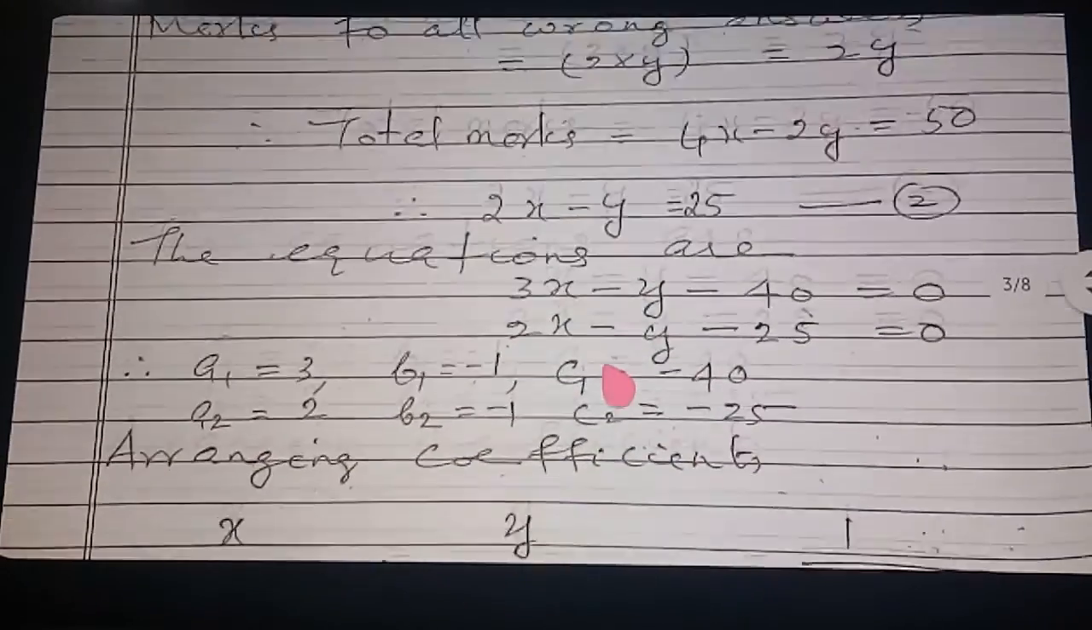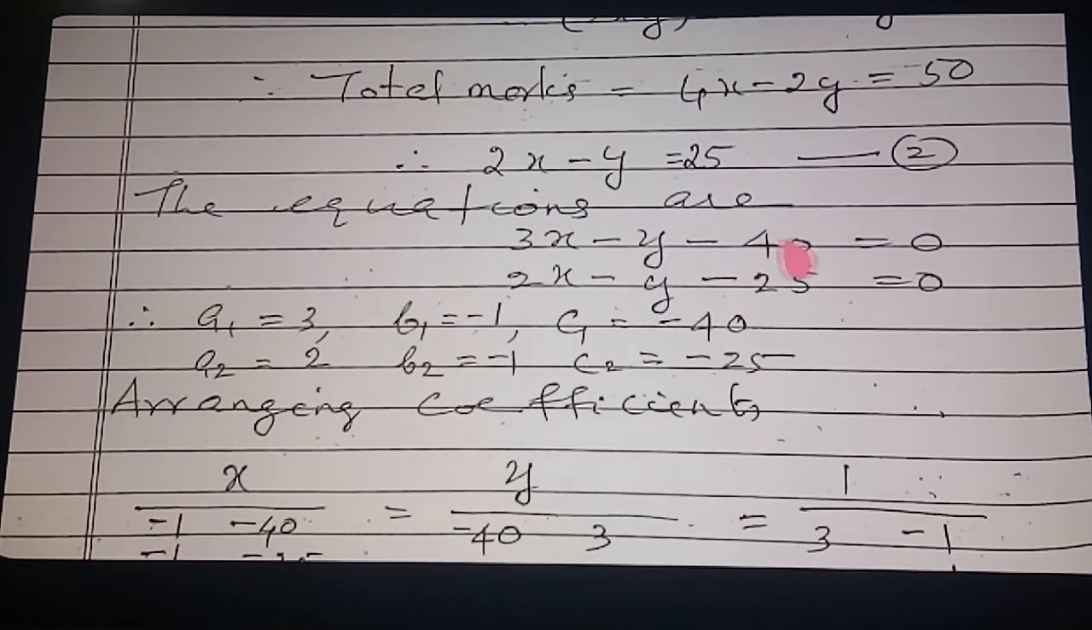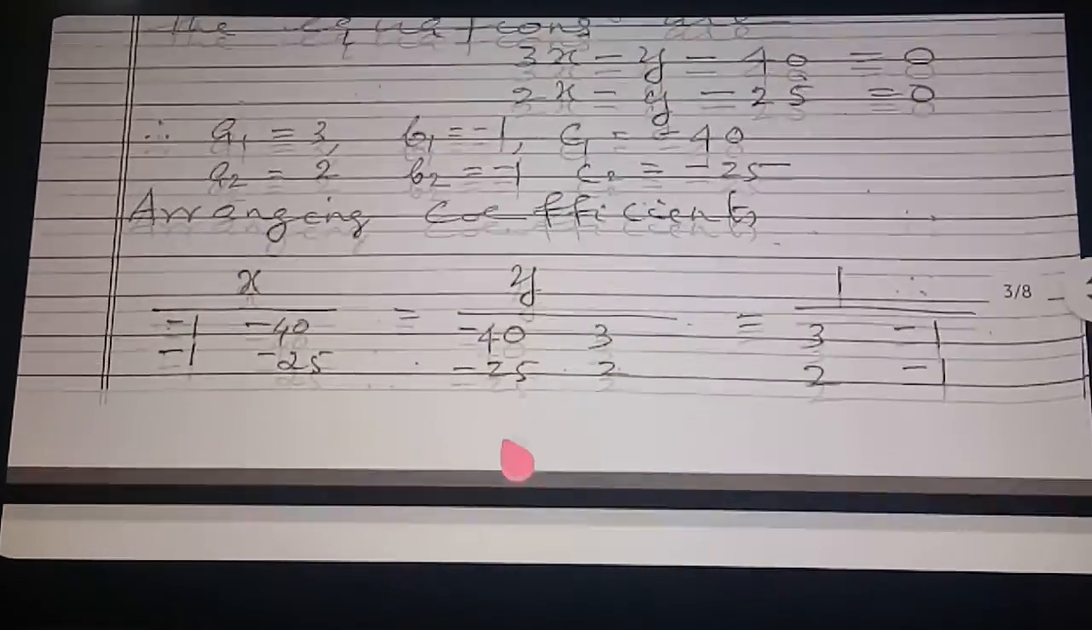I have written here below: 3x minus y minus 40 equal to 0, and 2x minus y minus 25 equal to 0. So write a1, b1, c1. a1 is 3, b1 is the coefficient of y, so minus 1. c1 is the constant term, so minus 40. a2 is equal to 2, b2 is equal to minus 1, and c2 is equal to minus 25.